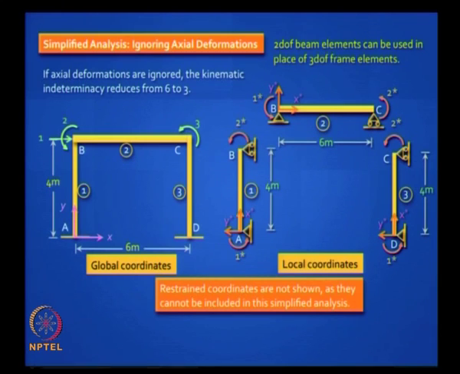The reason is, once you are going for chord rotation way of dealing with sway, then do not bring in those restraint degrees of freedom, which means now how do you deal with the 10 mm support settlement at D?